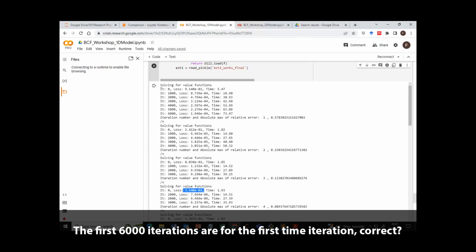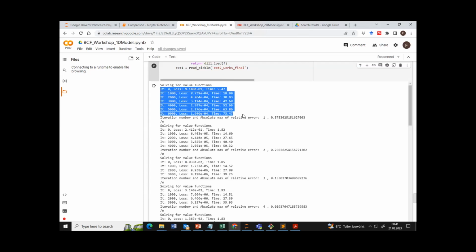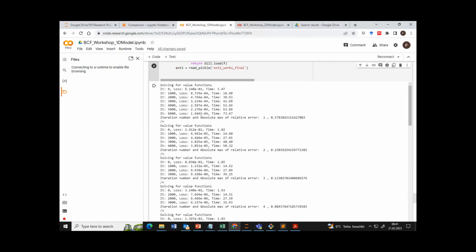So this is the first time iteration. In the first time iteration, you start with an arbitrary value function and kickstart the algorithm, and it uses the Adam optimizer to minimize the loss. It runs for 6,000 iterations, where at each iteration it randomly samples from the state space and uses the Adam optimizer to minimize this loss. Eventually it reaches this loss, and then I stop, because I specified the total number of iterations to be 6,000 in the beginning.